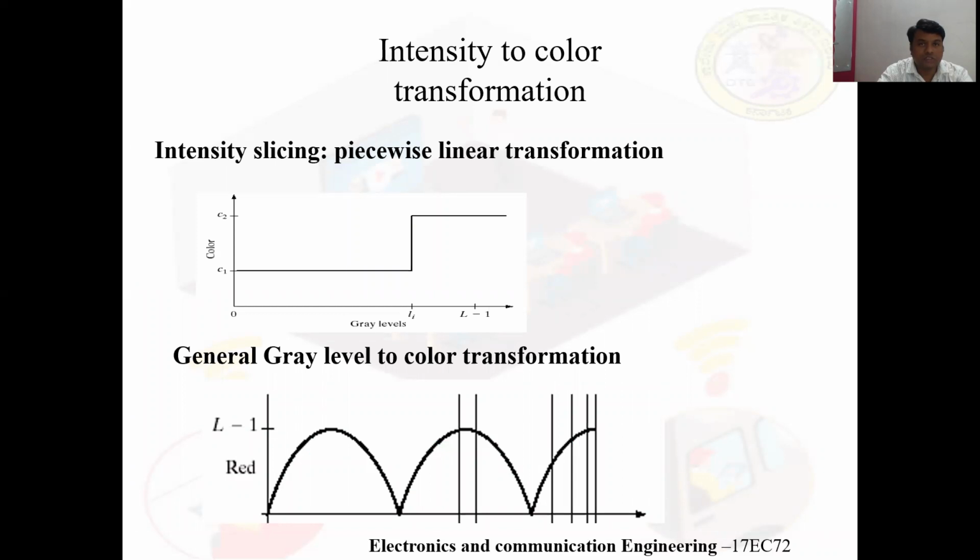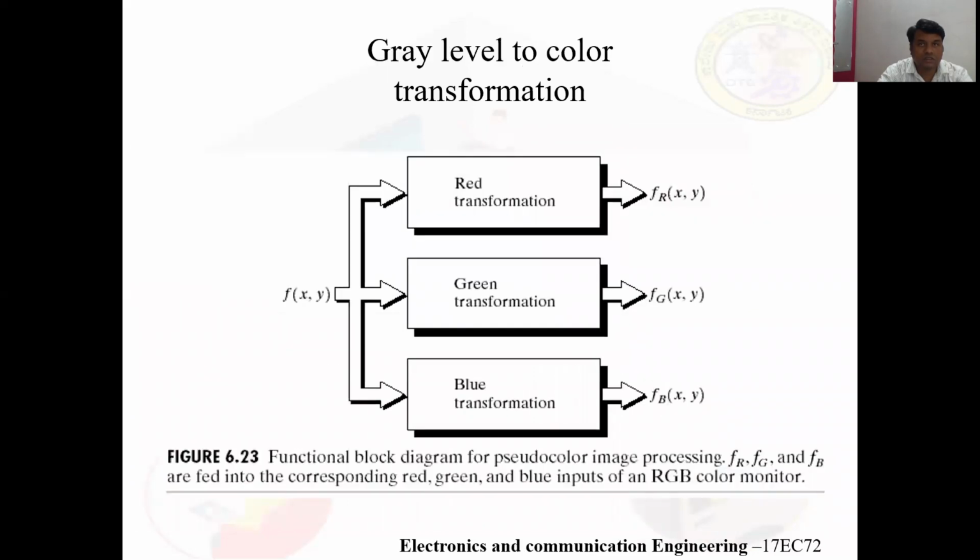Intensity slicing, piecewise linear transformation, general gray to color transformation. You can see from the diagram here, that is piecewise linear transformation. This is gray level to color transformation. In the functional block diagram of pseudo color image processing, f_R, f_G and f_B are fed into the corresponding red, green and blue inputs of an RGB color monitor.